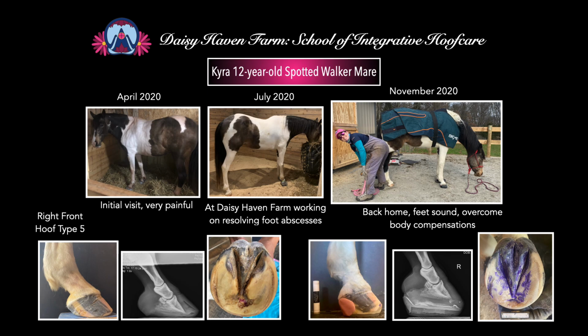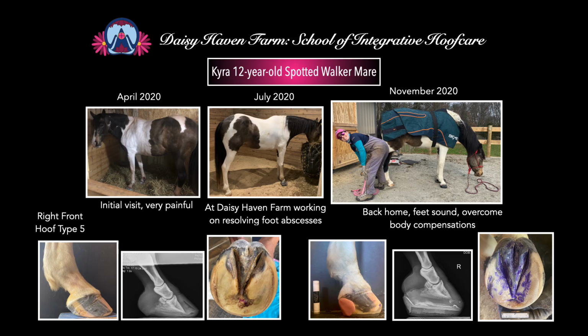And then the last one I have for you right now, just to keep this all very short and to the point, and you all can go back and you can watch these and you can record them and you can talk about them and you can review them over and over again, to help you get this in your mind. And I'll be adding to it at some point, I'm sure. But this last one is Kyra. She's a 12-year-old spotted Walker mare.